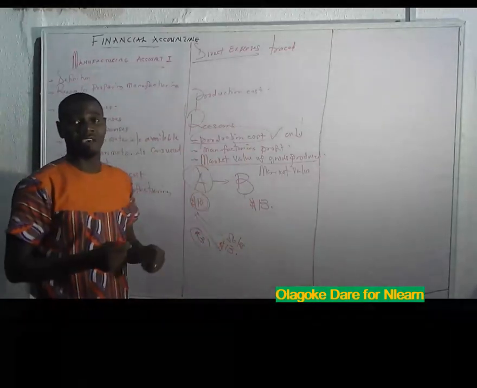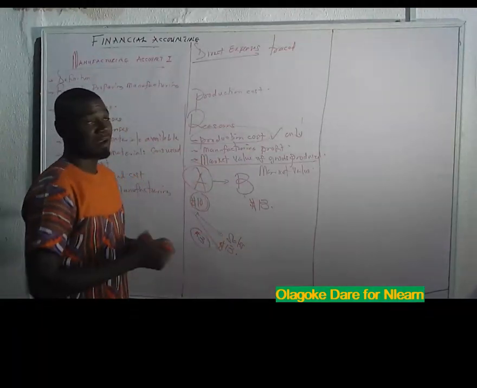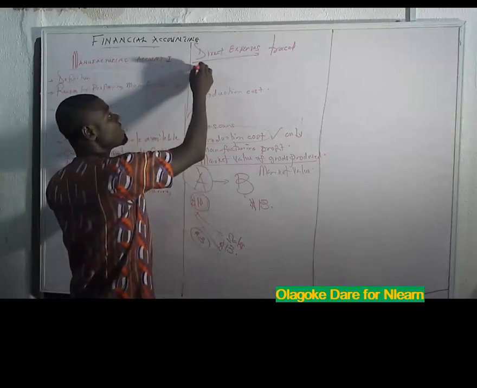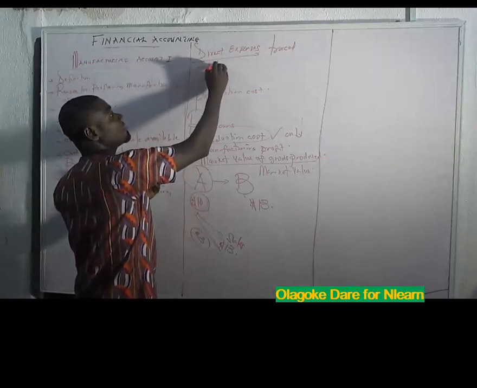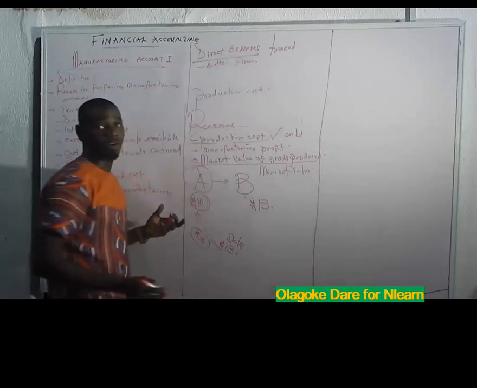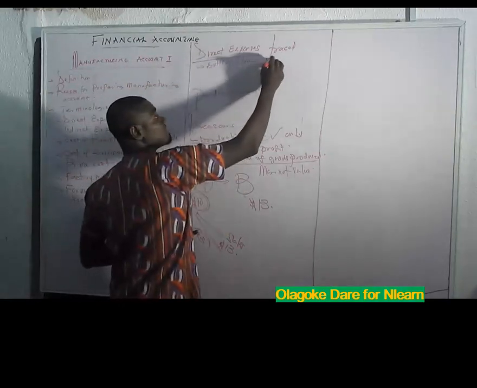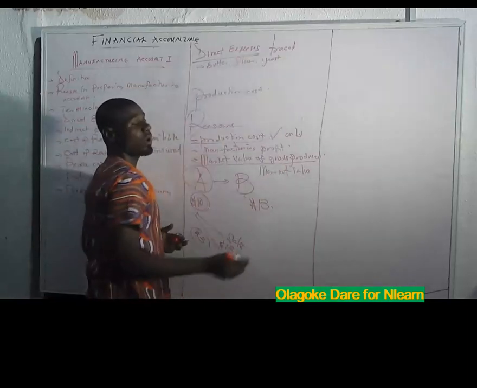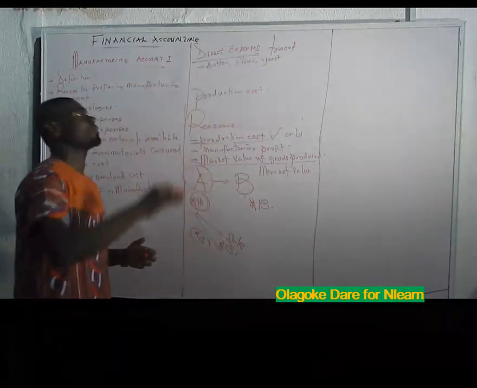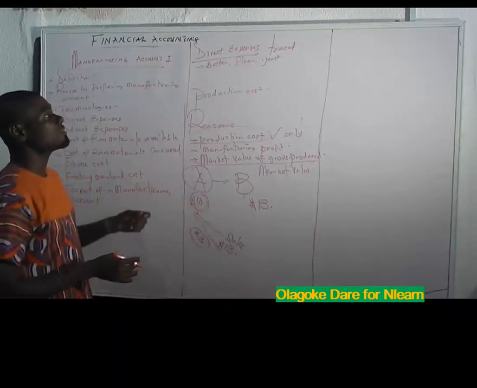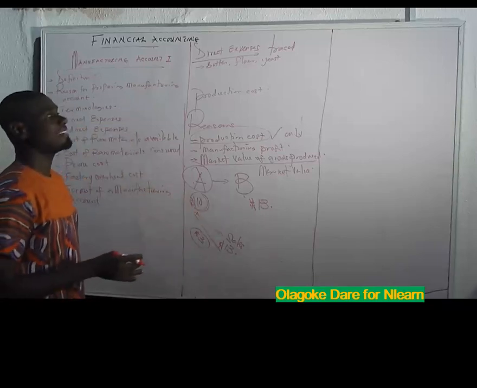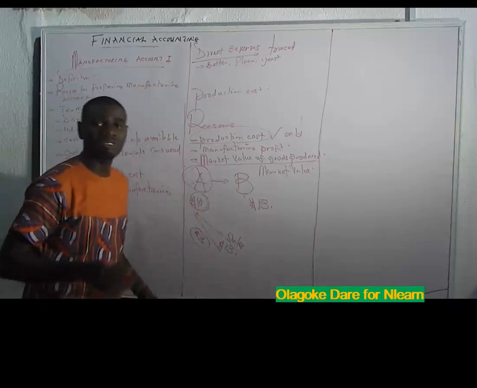Let's look at a bakery. We should know all direct expenses of a bakery will involve butter, because butter will be used. It will involve flour. Flour will be used. It will involve yeast. Yeast will be used. All these are expenses that can be traced to the production of a commodity. And those expenses are said to be direct expenses.